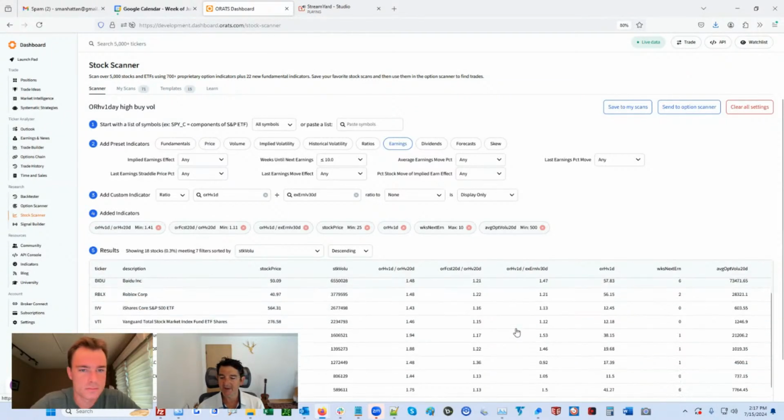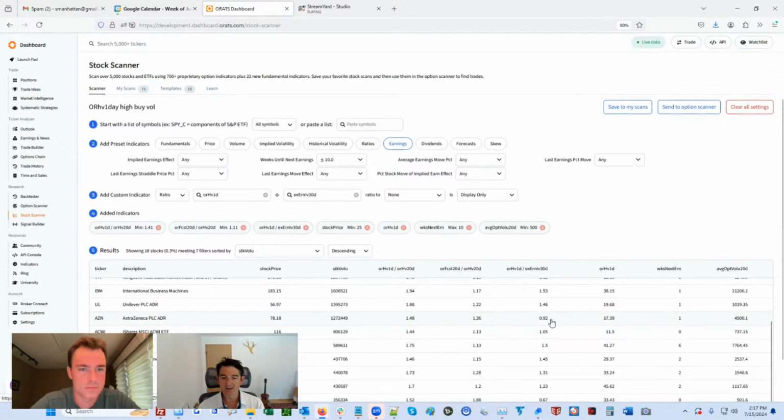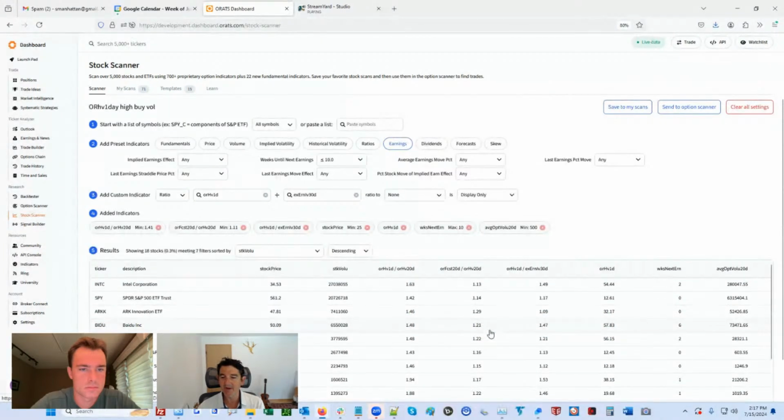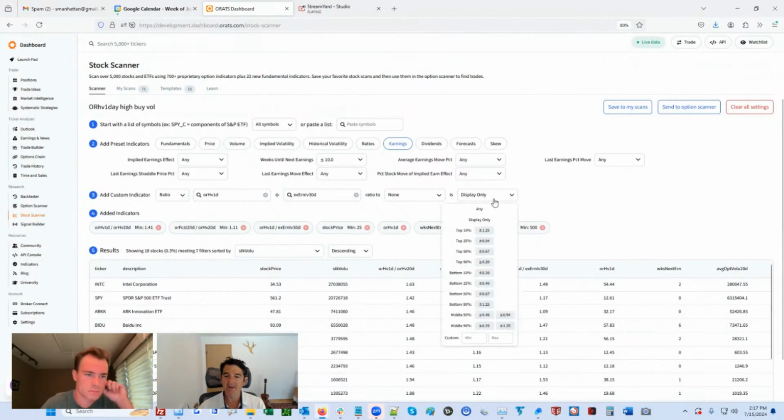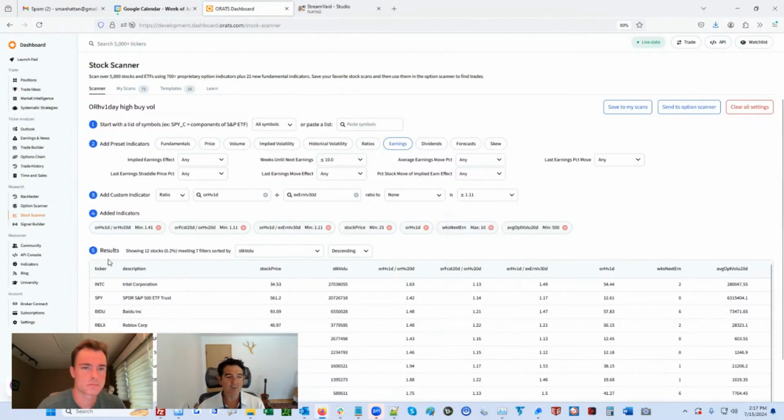ARC is 9% higher. That's okay. Here's one that's lower. So we don't want that. So we'll set this at maybe 10%. Or since I'm lazy, I always go 1.11. All right. So we're down to 12 stocks. So that's pretty cool, including the SPY. So this is saying let's buy some SPY vol, and same with Intel.